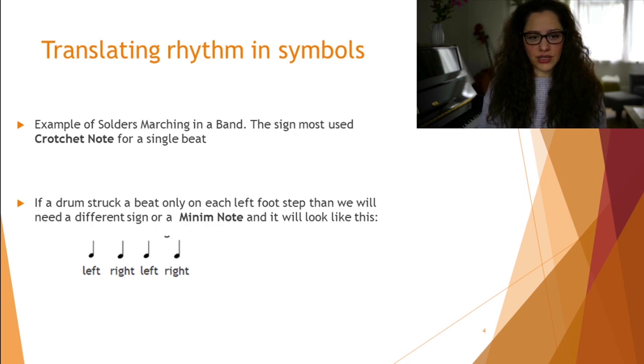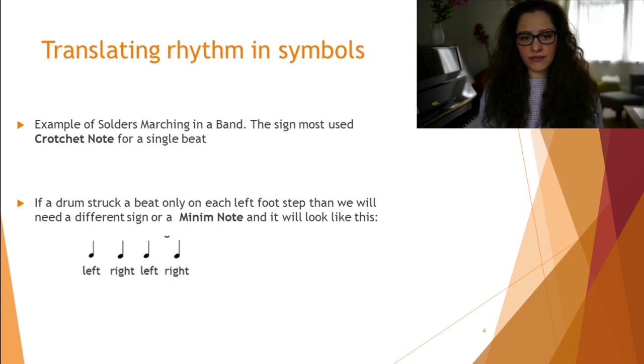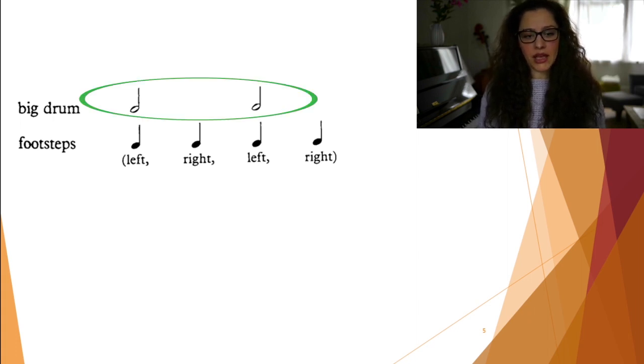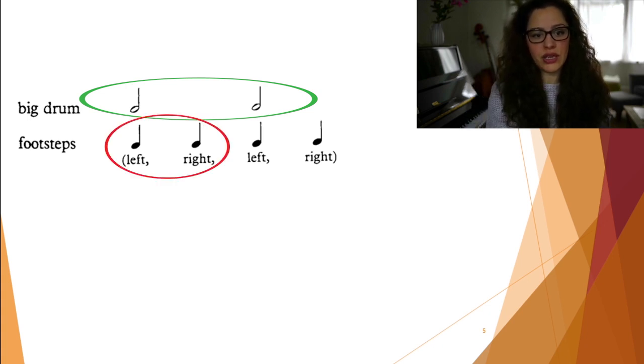If a drum struck a beat only on each left foot step, then we'll need a different sign, or as we call it in music, a minim note. And that will look like this. The note head now is white, as you can see, and the stem above is the same. But that difference will mean that the higher note, the big drum, will last for longer, for 2 beats, as we can see in the lower crotchet section, which is 2 beats.